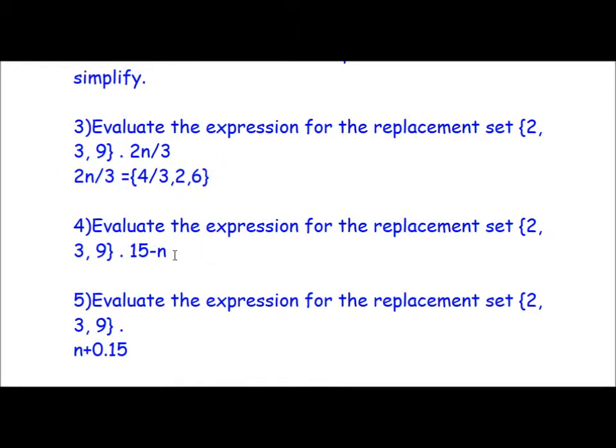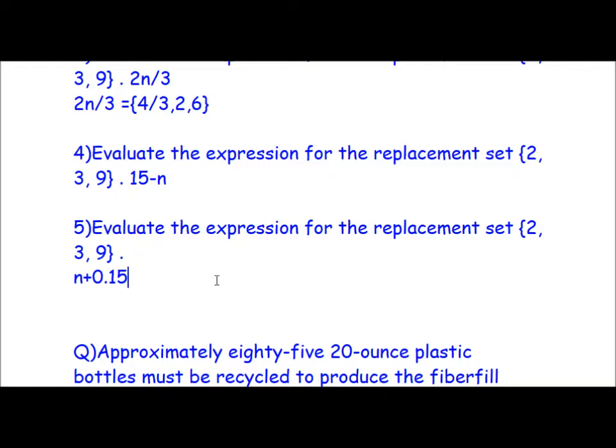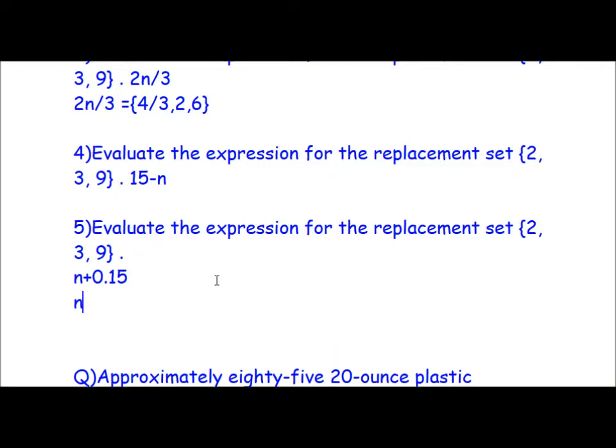Similarly, you can do this for 15 minus n. We just substitute these numbers instead of n and calculate the new set. Let's do another one for you. This one is with a decimal, n plus 0.15. 2 plus 0.15 is 2.15. 3.15 for the second number. For the third number, 9 plus 0.15 is 9.15.